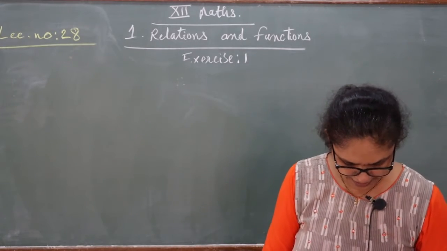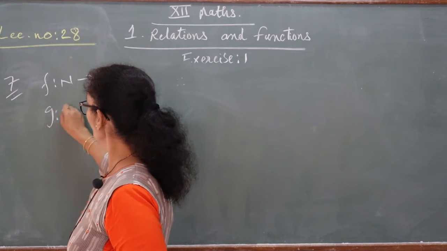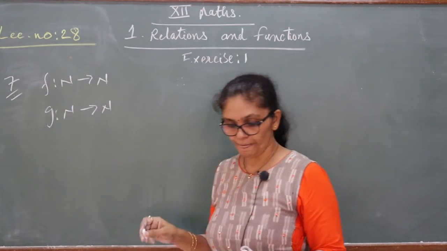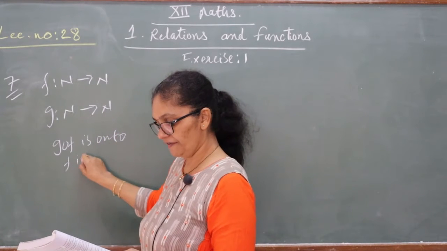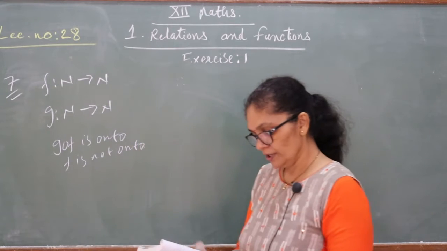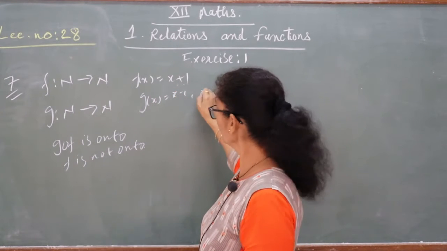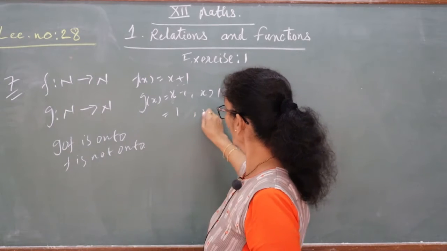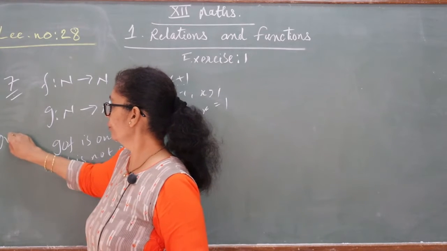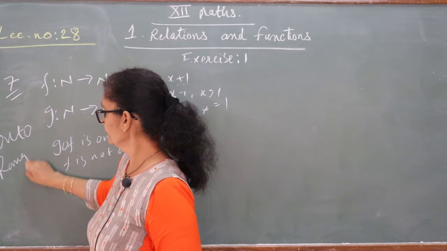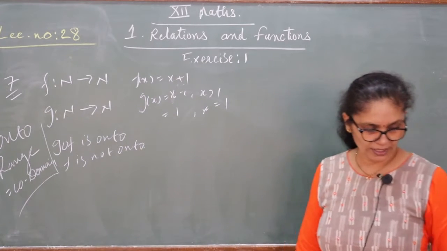Your 7th question is, again give an example, and which 2 functions are given? That is f again N to N, g also from N to N, such that g over f is onto, but f is not onto. In your hint, 2 things are given: consider f(x) as x plus 1 and g of x as x minus 1 if x is more than 1, and 1 if x equal to 1. Now see, what is the condition for onto? If you want to show onto, we have to check range and codomain. These should be the same. If range and codomain are the same, you can say it is onto.